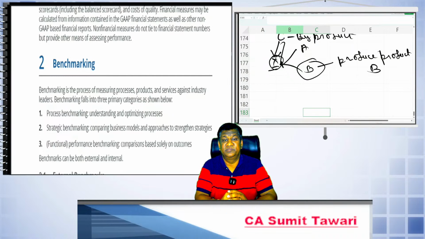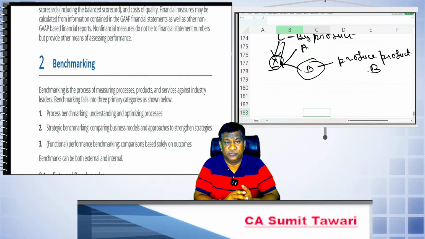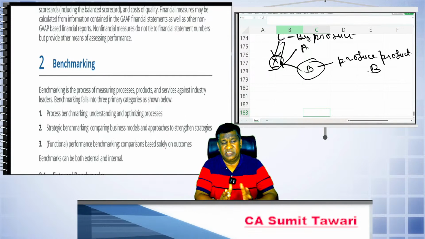Then strategic benchmarking: comparing business model and approach to strengthen the strategies. Process benchmarking is something we do in day-to-day activities. Strategic benchmarking is something we want to achieve in the future. The strategy of the company could be anything. Someone wants to sell their product at a premium, this is a strategy. Someone wants to build the customer base and is okay to compromise on profitability. So these are basically the strategies.